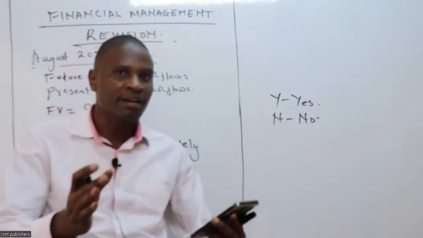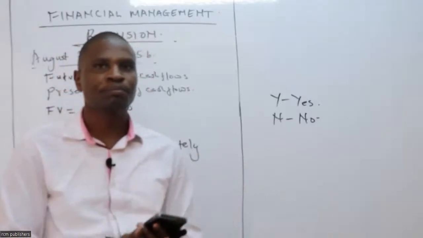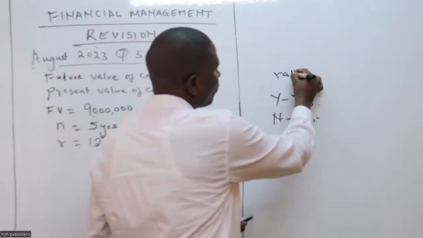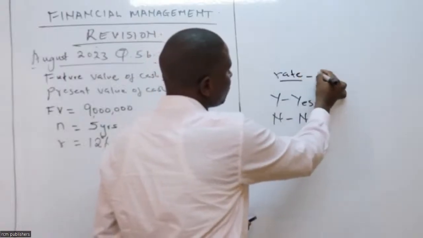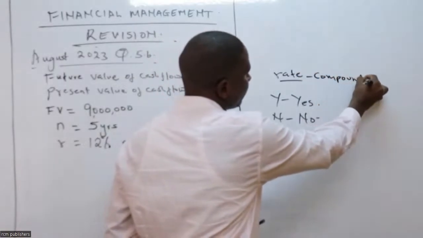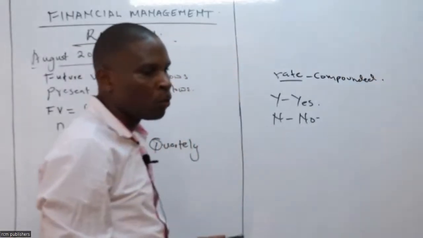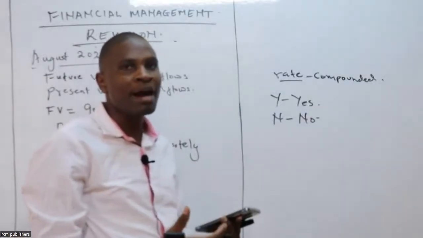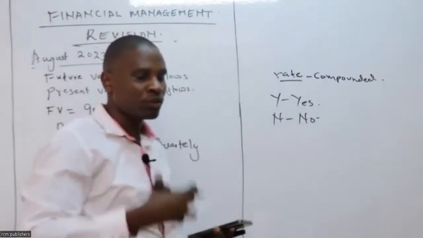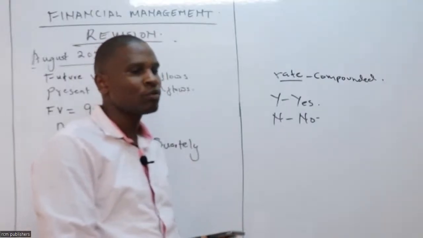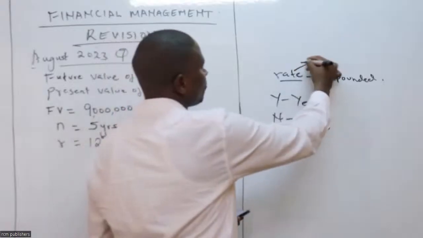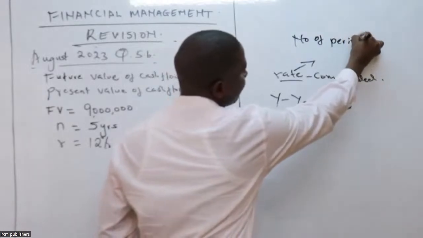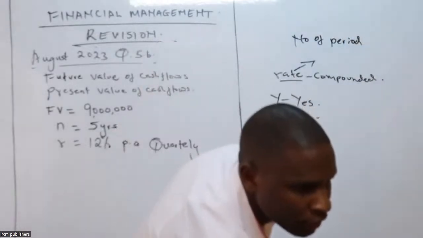And before we go further, I would like to ask you, when you see any question where the rate is being compounded, what comes to your mind? What will happen to the rate itself? What will happen to the number of periods this person is depositing? Rate is being compounded, number of periods, what happens? They increase, right? The number of periods should increase.